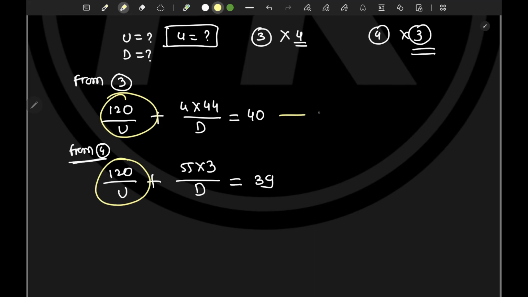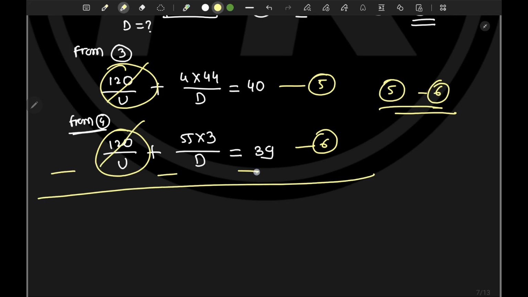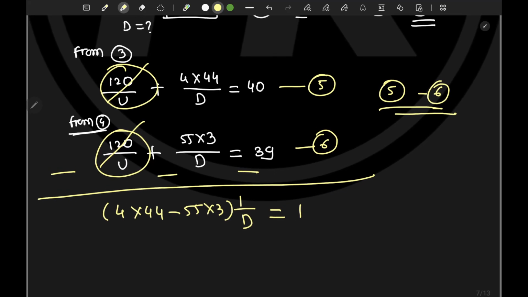Let us say this is equation number 5 and this is equation number 6. Let us subtract equation number 6 from equation number 5. 120 and 120 will get cancelled, right? So I'm writing it here and subtracting this equation. Again this is 4 into 44 minus 55 into 3, and this 1 by d is common as it is, and 40 minus 39 is 1, so it will remain as it is. Hence from this equation d is equal to 4 into 44.